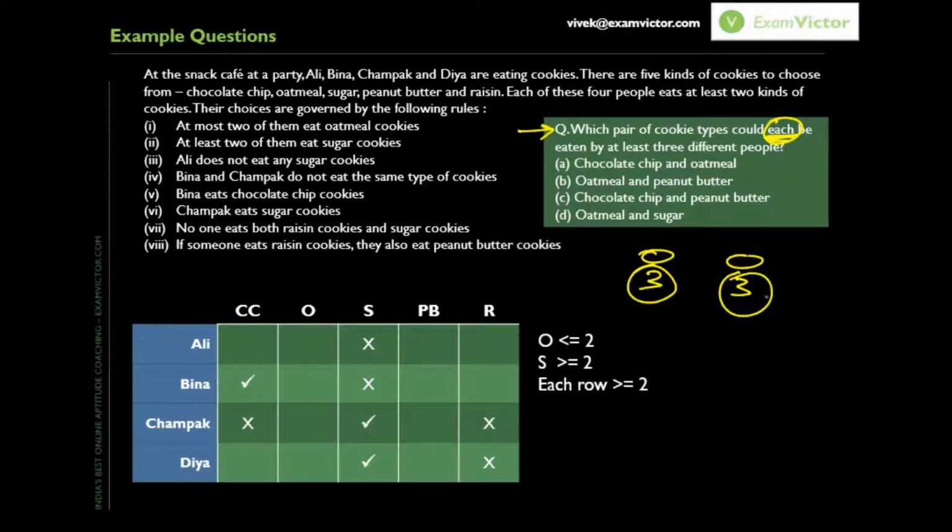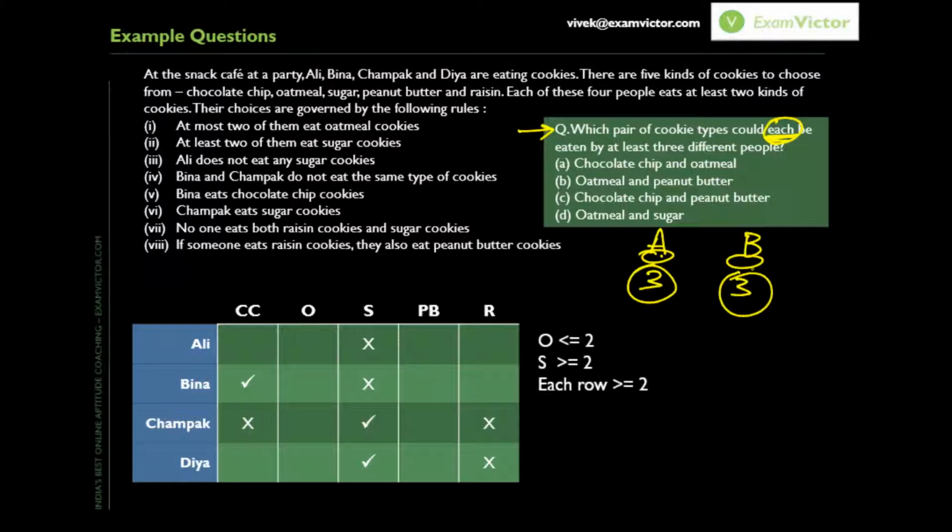So it can't mean that. What it does mean is that if you have cookie type A and cookie type B in your pair, in each of these options, then A should be eaten by 3 people, B should be eaten by 3 people. And they are asking which pair is it possible? Which pair can this condition apply?